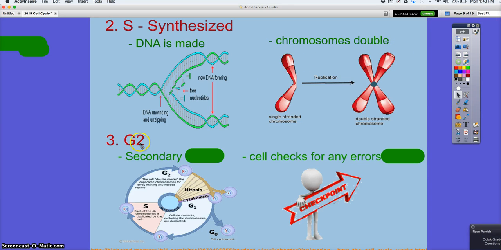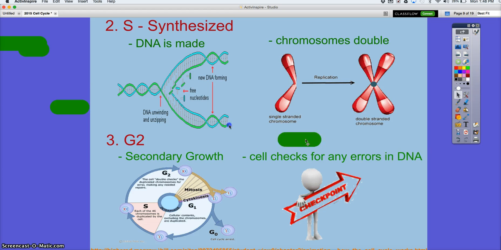And then you've got G2, which is secondary what? Growth. And I want you to know that the cell actually begins, throughout almost every part of interphase, to check for any errors. But that is a critical checkpoint during G2, because if there's any errors in the making of DNA, then your cell has incorrect information, which basically leads to cancer. So that's the final checkpoint, in a sense, during G2.